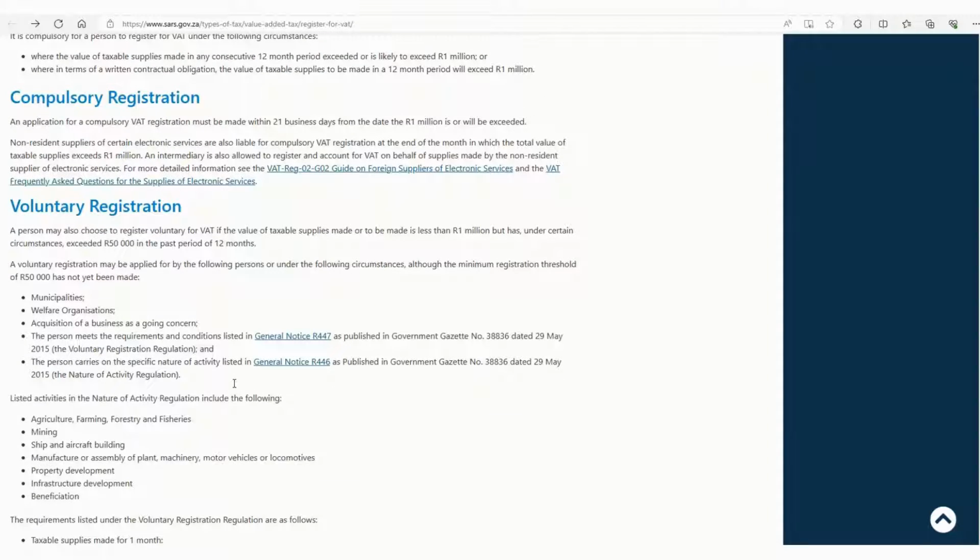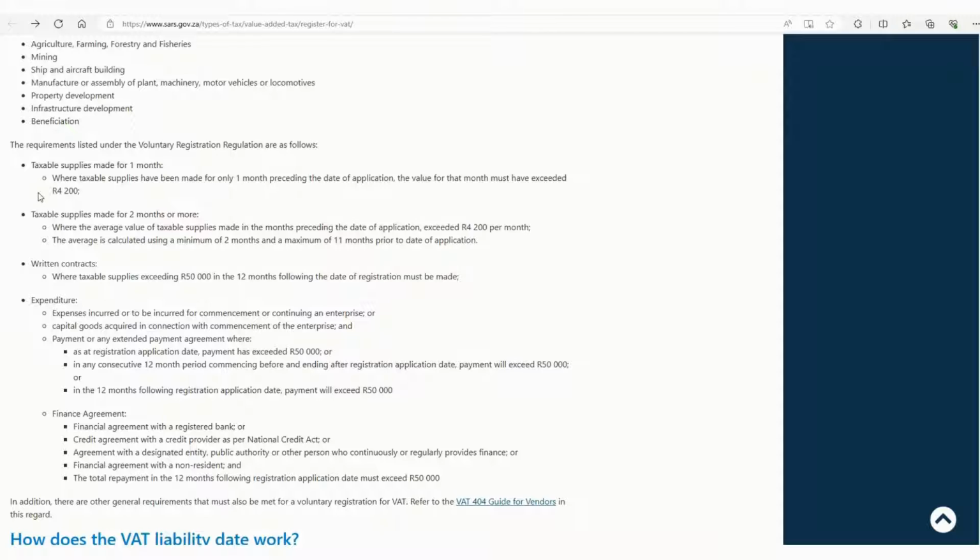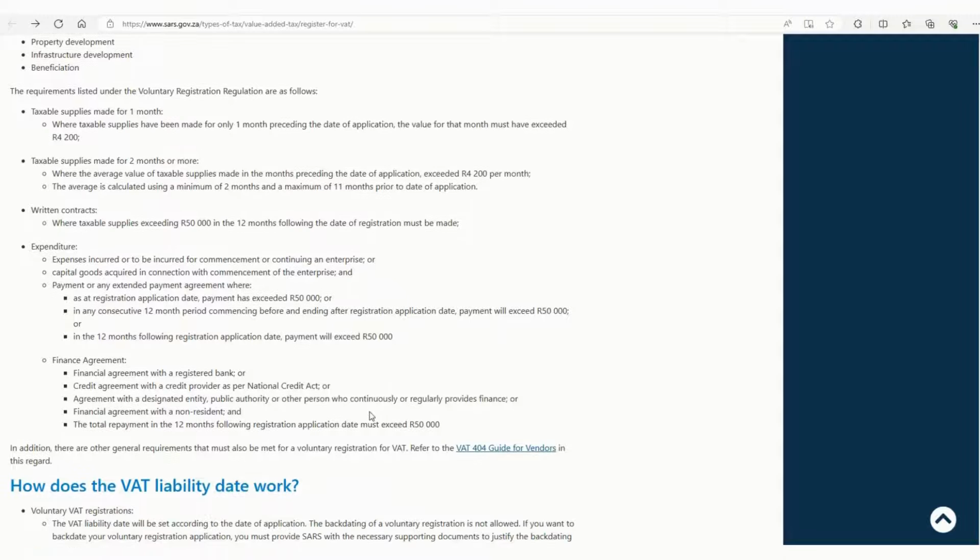And then you have the smaller companies that desire to be VAT registered, and it's seen as voluntary registration. However, you do need a minimum of at least 4,200 Rand a month, or over a year 50,000 Rand in sales and services or goods. But you can see over here there's different types of scenarios that you can present to SARS in a face-to-face booking to explain to them why you would like to be registered for VAT even though you have not exceeded the 1 million Rand turnover.